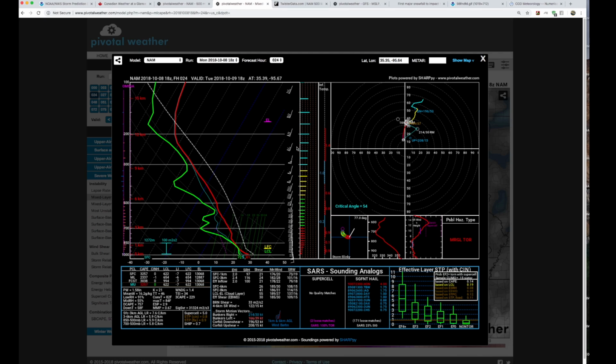This profile is not great for tornadoes. For this reason, the analog generated a marginal tornado risk for this area. And if you want to look at it, you can also look at it with what's called a hodograph.